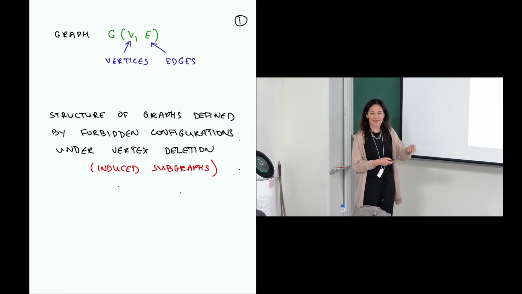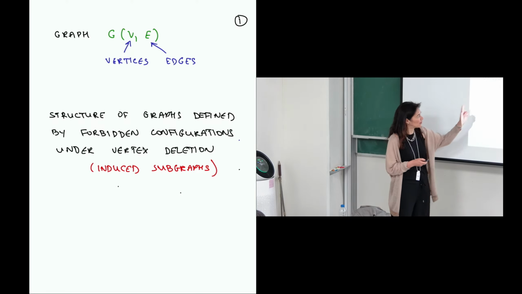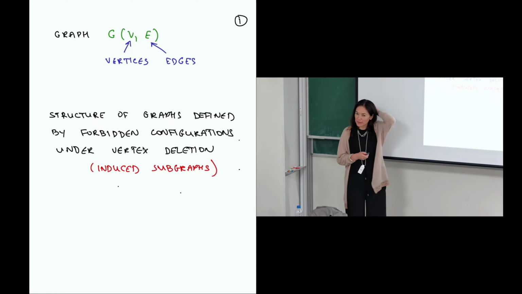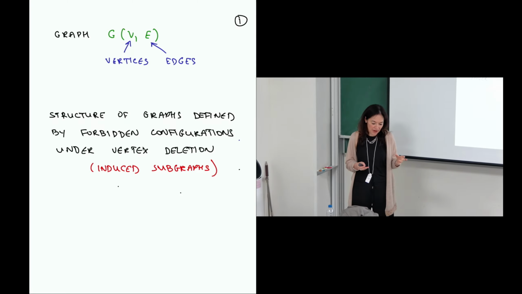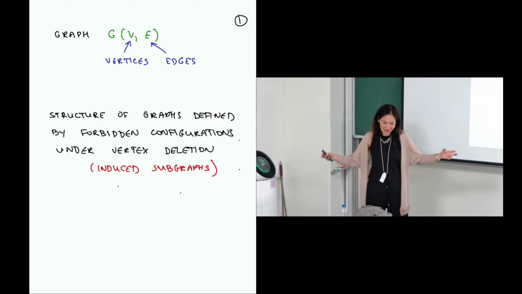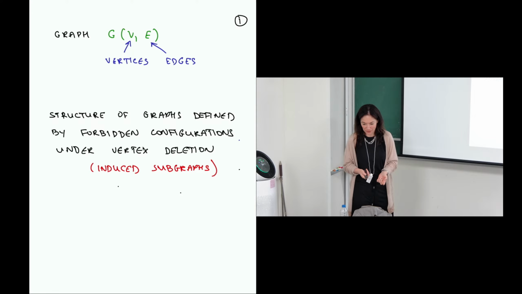So it's about graphs. Graphs have vertices and edges, and I'm mostly interested in families defined by forbidden induced subgraphs. So you fix a graph, or maybe a family of graphs, and you're interested in all big graphs from which you cannot get these little graphs by deleting vertices.